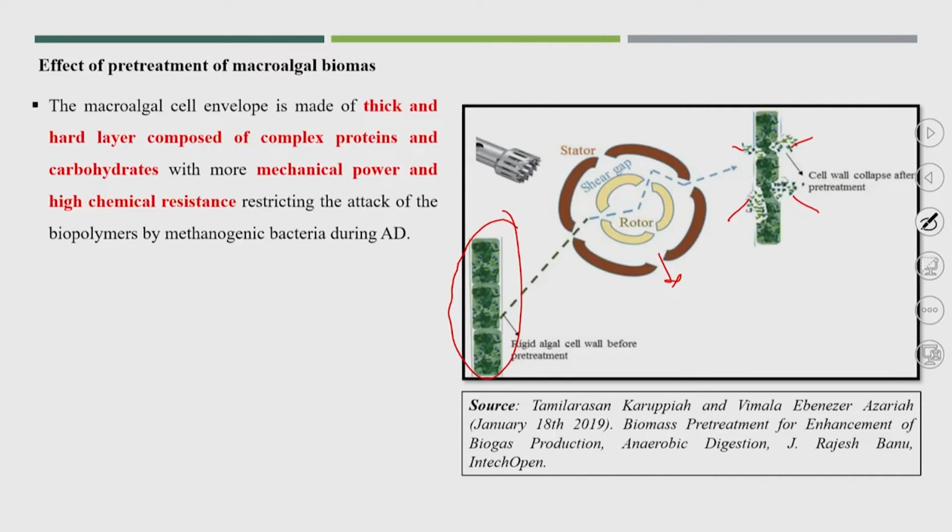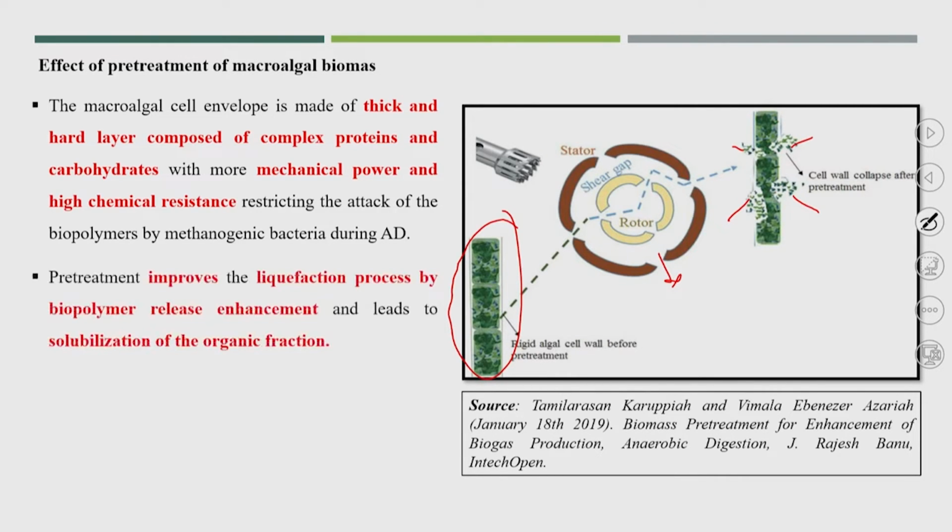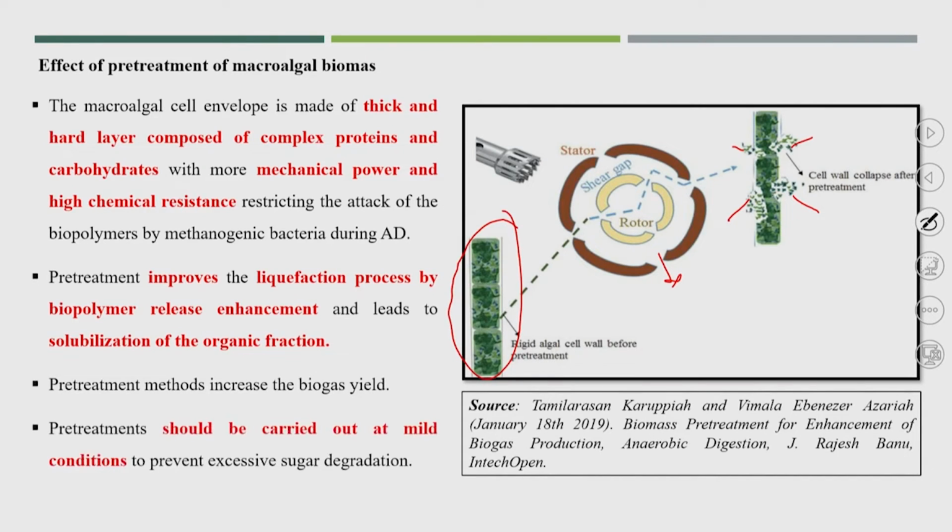The microbial cell envelope is made of a thick and hard layer composed of complex protein and carbohydrates. Pretreatment improves the liquefaction process by enhancing biopolymer release and leads to solubilization of the organic fraction. Pretreatment methods increase the biogas yield and should be carried out at mild conditions to prevent excessive sugar degradation.